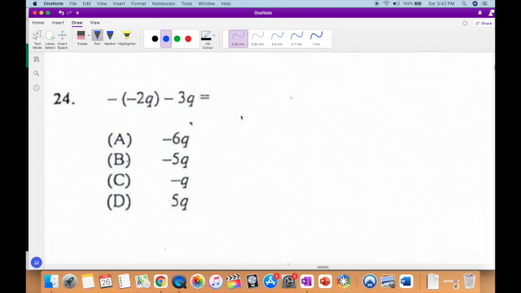This is an interesting one. Remember, this is negative 1 outside the bracket, so this becomes positive 2Q minus 3Q, which is negative 1Q, right, which is C.